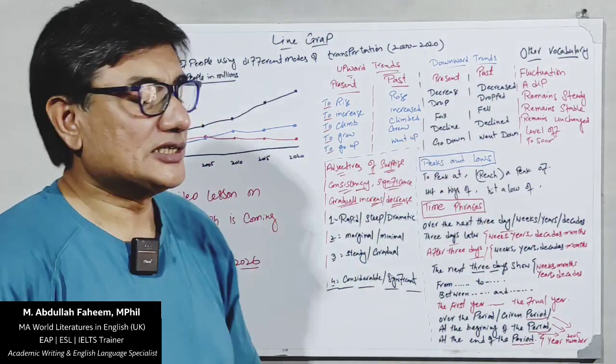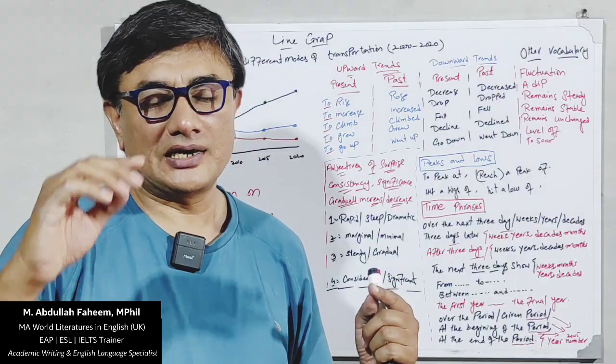And these are downward trend words. This means something was stable or something was higher and then it dipped.